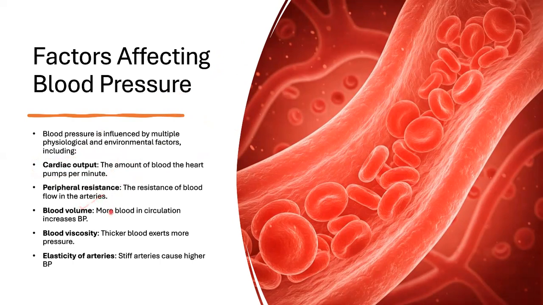Next, blood volume: more blood in the circulatory system increases the blood pressure. Blood viscosity: thicker blood exerts more pressure against the walls of the blood vessels. Elasticity of the arteries: stiff arteries cause high blood pressure. As we know, in old age arteries become stiff, so in old people blood pressure is normally high. This is one of the reasons why old people normally have higher blood pressure compared to the young.